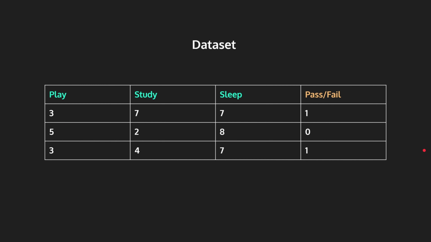Okay. And let's say that we have a simple data set. For example, we have play, study, sleep, pass, and fail. For example, a student plays for 3 hours, studies for 7 hours, and sleeps for 7 hours. We can assume that he passed, right? But another student might have played for 5 hours, studied for 2 hours, and slept for 8 hours. We can say that they failed. And so on. We have another one here. So that's our simple data set.